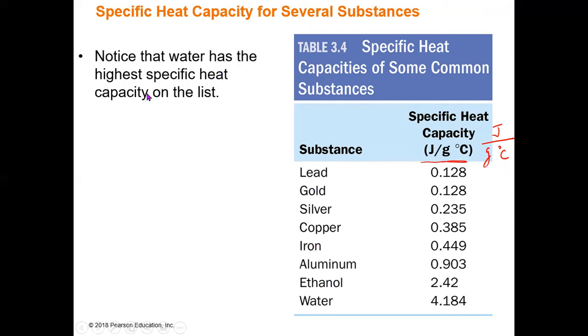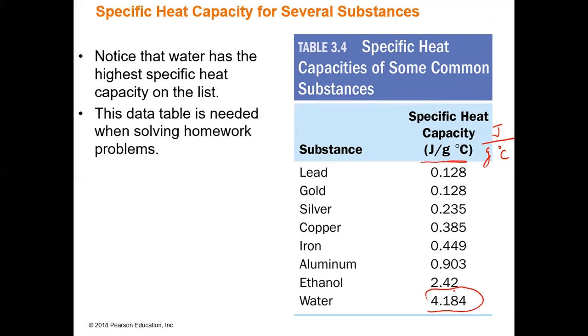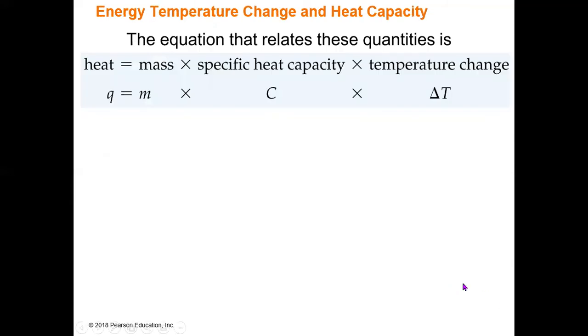Notice that water has the highest specific heat capacity on the list. So here, water, 4.184, is really much higher than everything else. This data table is needed when solving homework problems on energy, temperature change, and heat capacities.